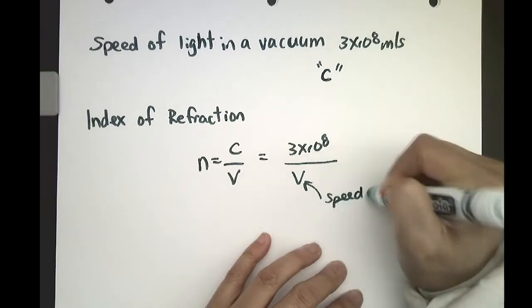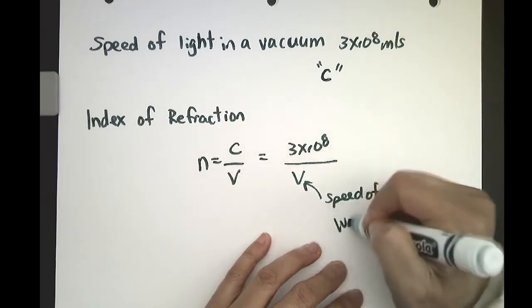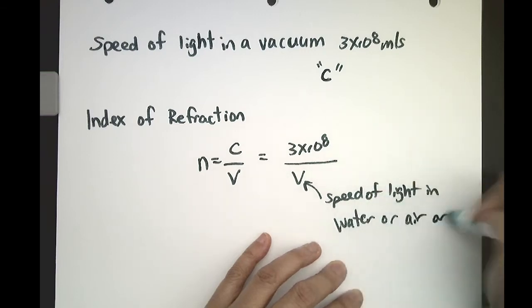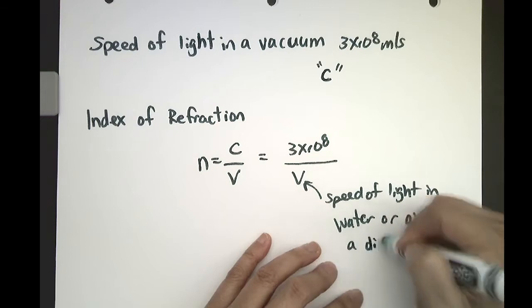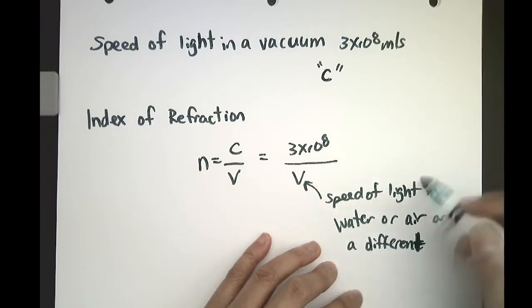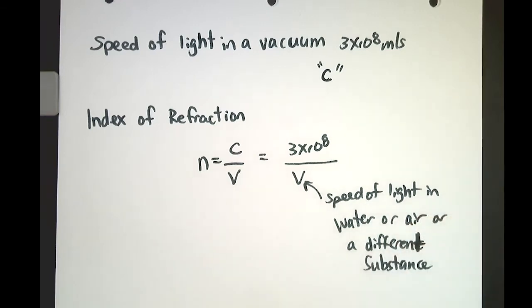So v is the speed of light in water or air or a different substance, like diamond, for example. Okay, so any substance, and that will give you the index of refraction. And there's a whole bunch of lists online that you could look up.